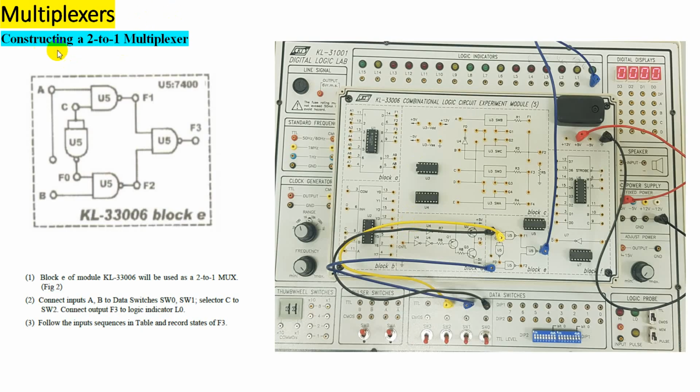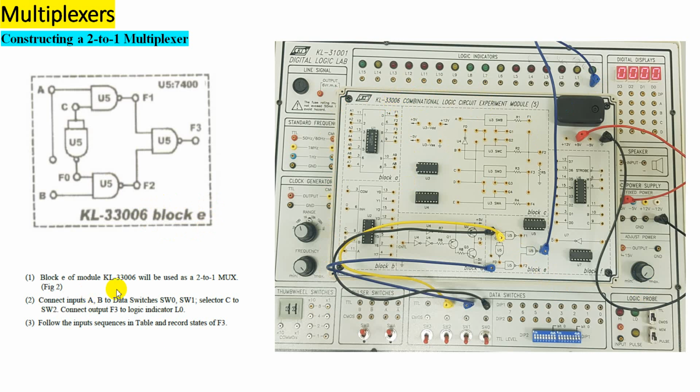In the first experiment, we need to perform the 2 to 1 line multiplexer operation. So we need to use, as in your manual, the module KL33006, and we are going to work in block E of this module. As you see in the diagram, when we make connections, we use the module KL33006 and we are working in block E.